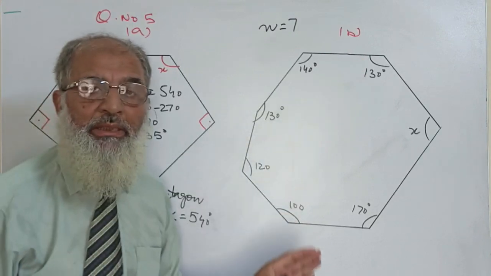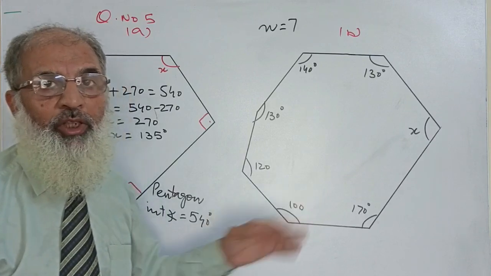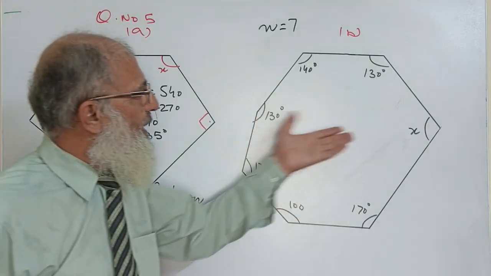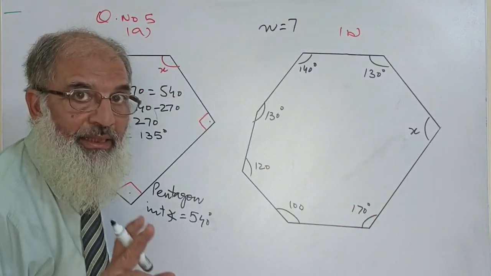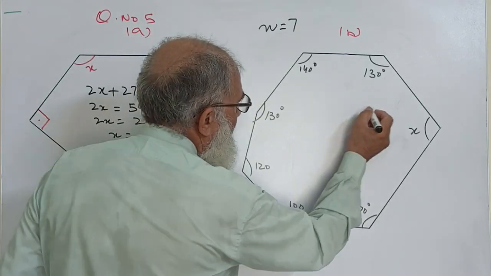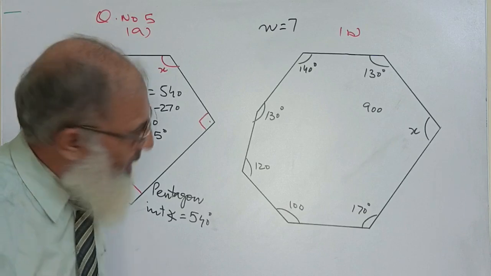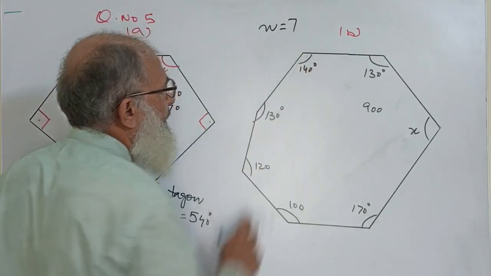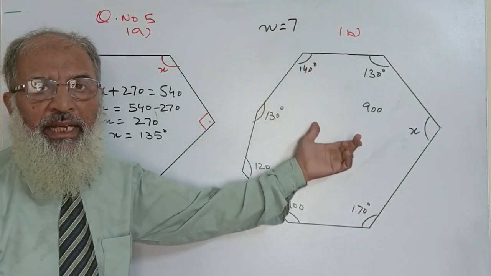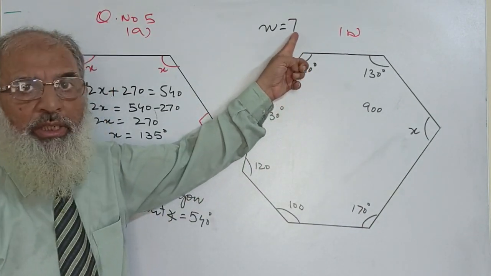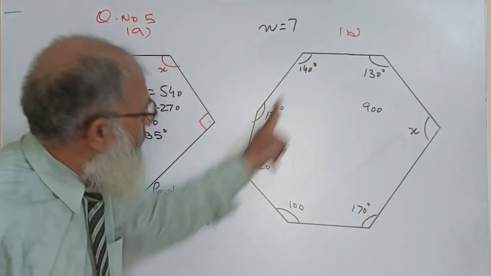7 sides. This is an irregular polygon, but even if it is an irregular polygon, the sum of the interior angles will be 900 degrees, which we have already done in our question number 1. The sum of interior angles of a heptagon is 900 degrees. This is a heptagon. A heptagon contains 900 degrees. Now these all should add up to 900 degrees.